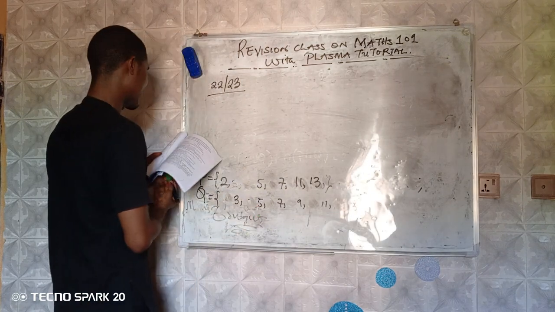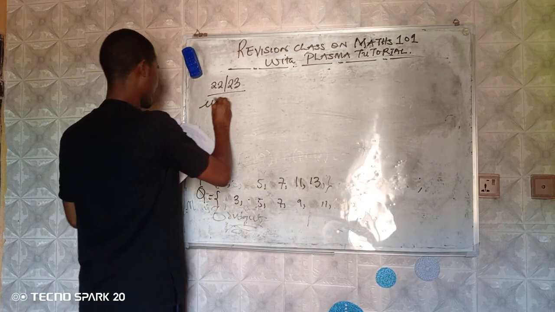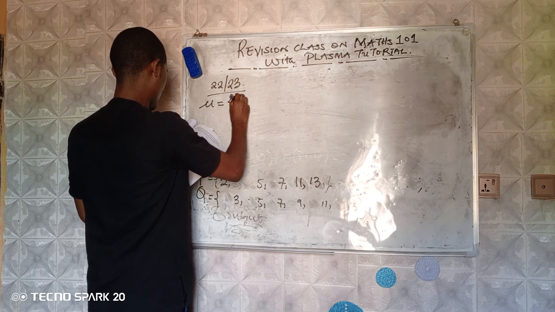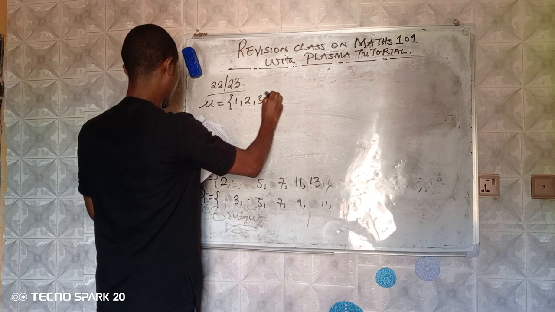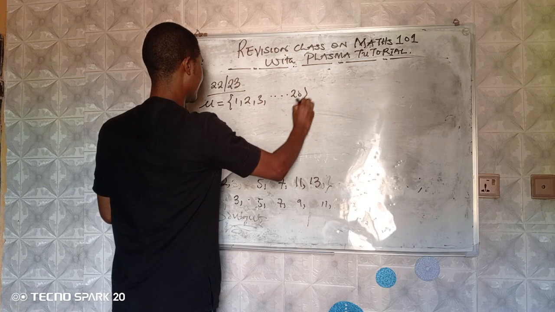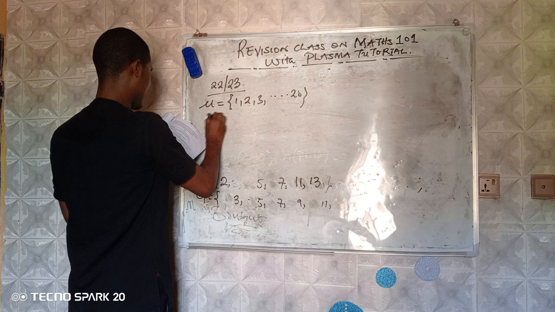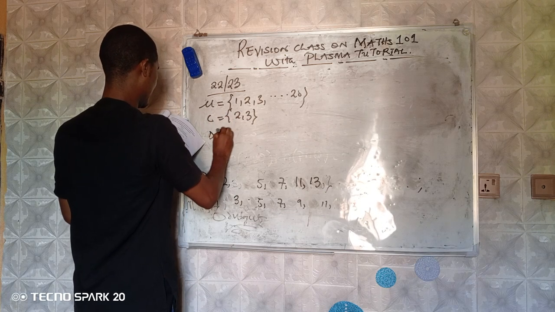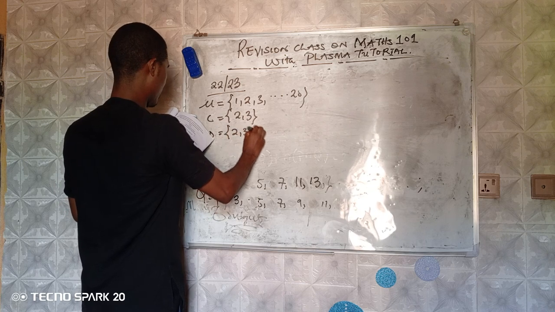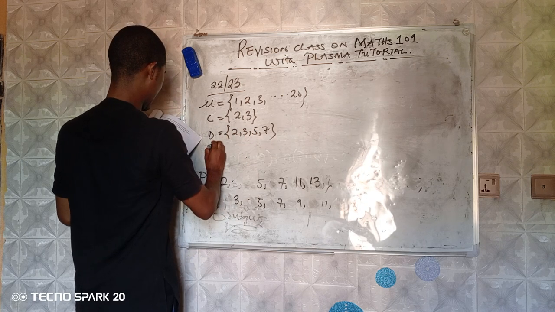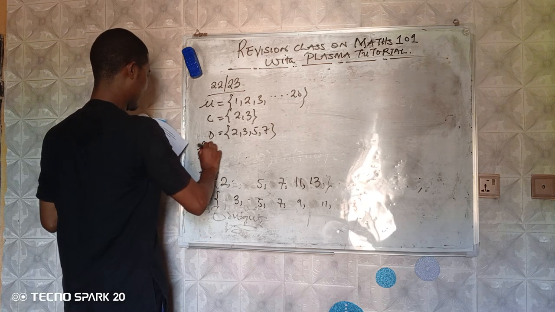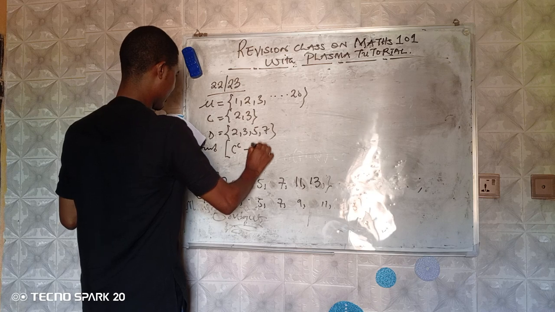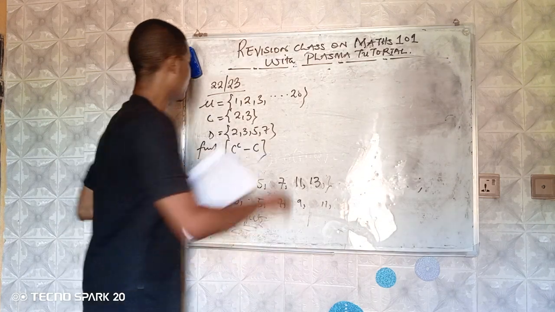Question number 7. It says, let the universal set U be 1, 2, 3, up to 20. We have C to be 2, 3. We have D to be 2, 3, 5, 7. And then I start to find C complement minus C.